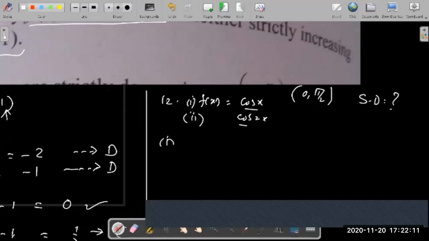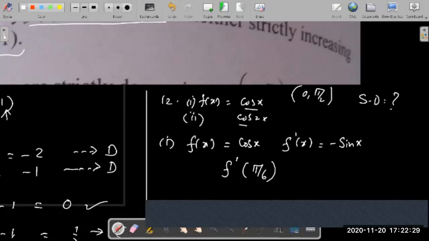So first one, f of x equal to cos x. Then we have f dash x equal to minus sin x. So 0 to pi by 2, we are not including the endpoints. Let's take a 30 degrees value, x equal to 30 degrees. That means f dash pi by 6 will be minus sin pi by 6. This is minus sin 30, so it is minus half.